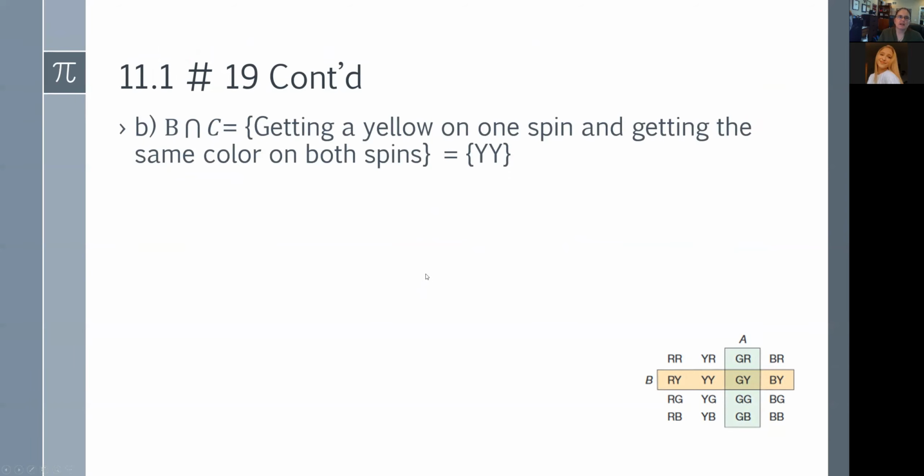Part B was event B intersecting event C. So event B was getting a yellow on at least one spin and getting the same color on both spins. So that would be, you have to get yellow on both spins, yellow, yellow. Next, we're gonna find the probability of that. So the probability of B intersect C is the probability of getting yellow, yellow. And since there's only one outcome out of 16 outcomes, that's 1/16.